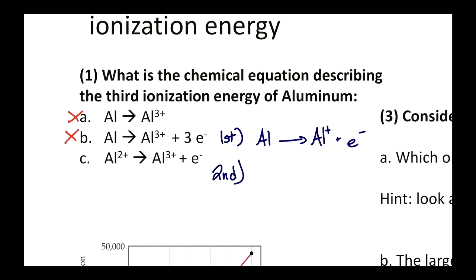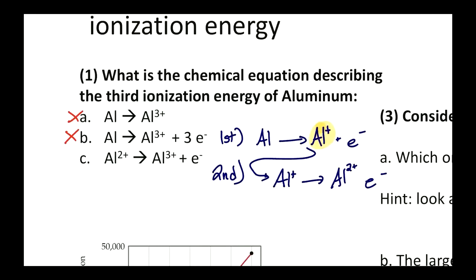So the second ionization energy is you take the product in the previous step and you make it the reactant in the next step. So the second ionization energy is you take aluminum plus, you rip off an electron, and that's how you get aluminum 2+. And you see how that reaction alone is still charge balanced. Both sides have a total charge of +1, right?